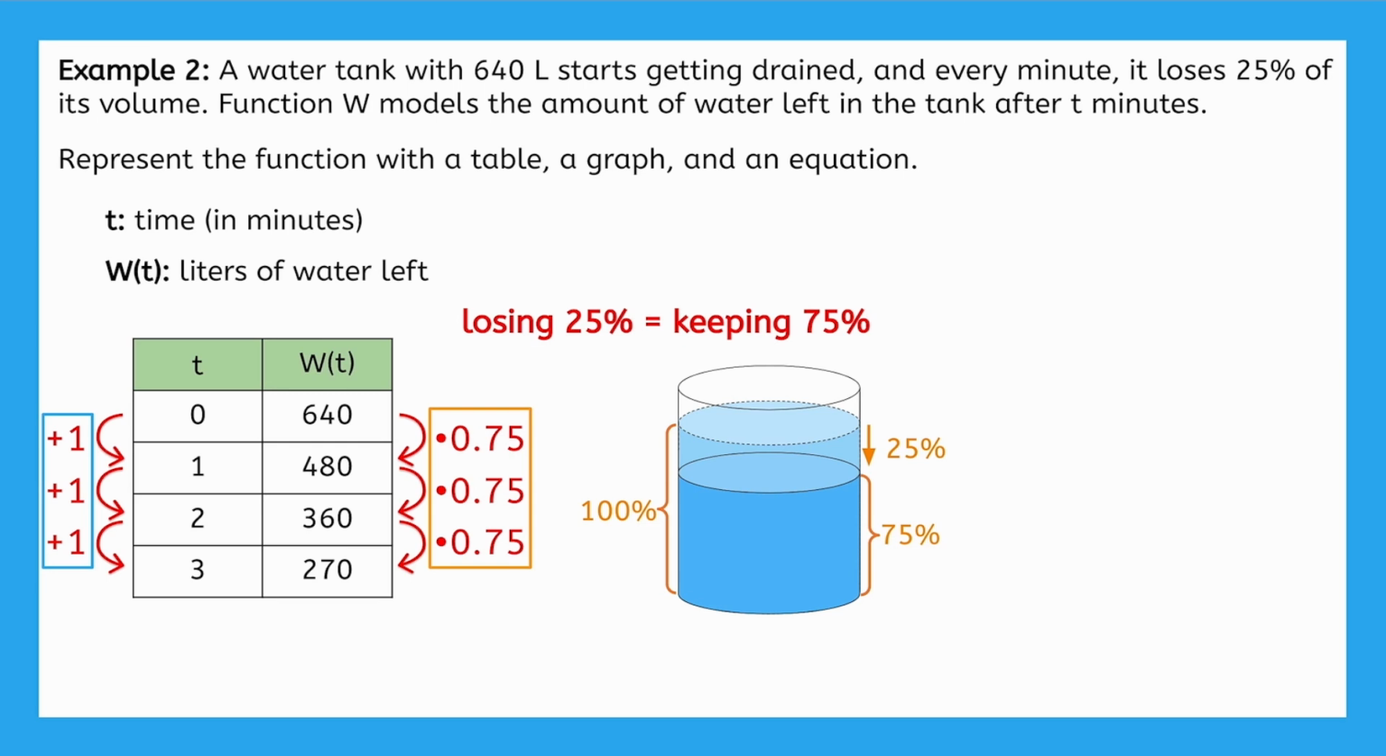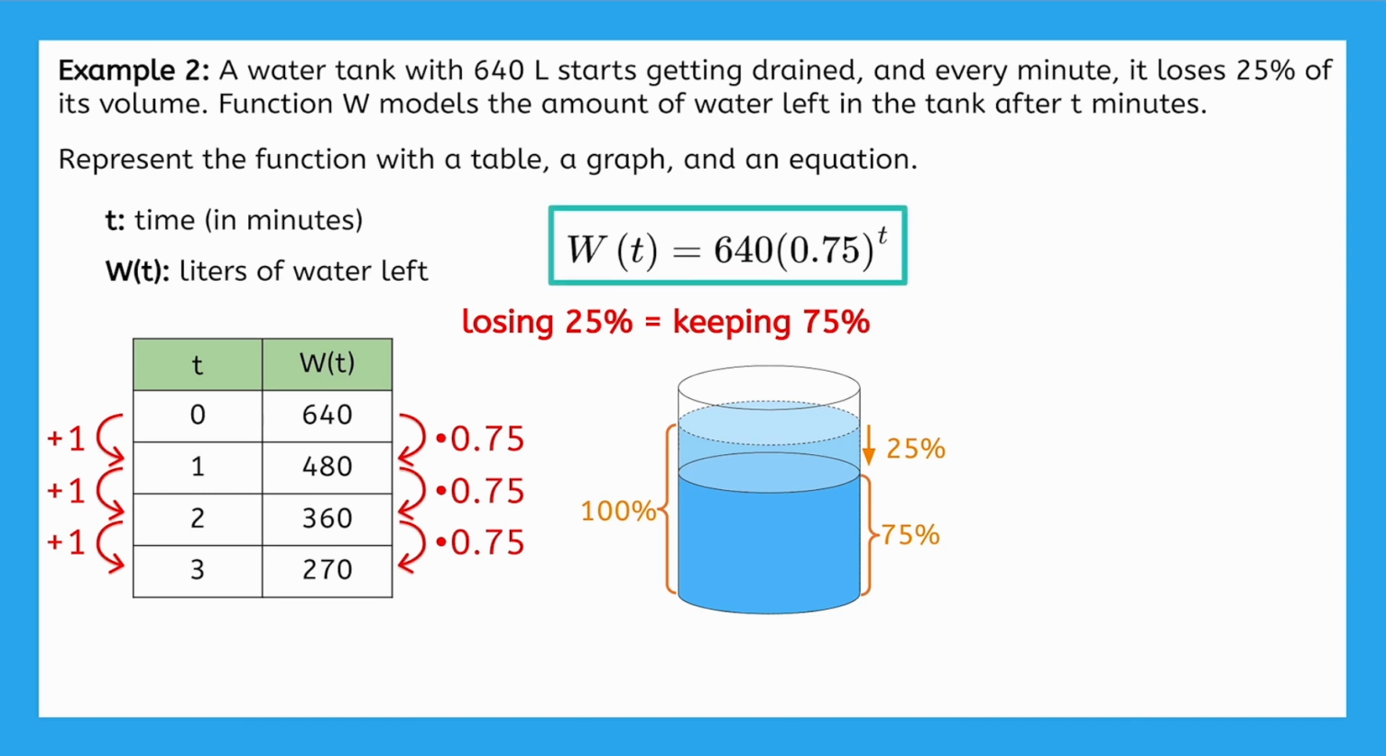Following the form y equals a times b to the power of x, the equation becomes W of t equals 640 times 0.75 to the power of t, where the 0.75 comes from the fact that every minute we are keeping 75% of the previous volume.